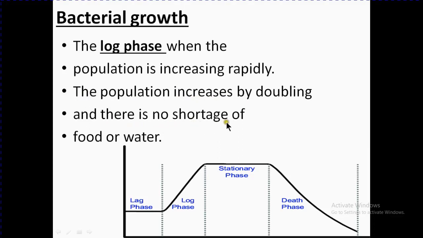The log phase is when the population is increasing rapidly. The population increases by doubling and there is no shortage of food and water. In this phase they have enough food and water, so they can grow easily and double their number, like from 1 to 4, 4 to 8, and 8 to 16, and you can see that here the slope is going up fast.